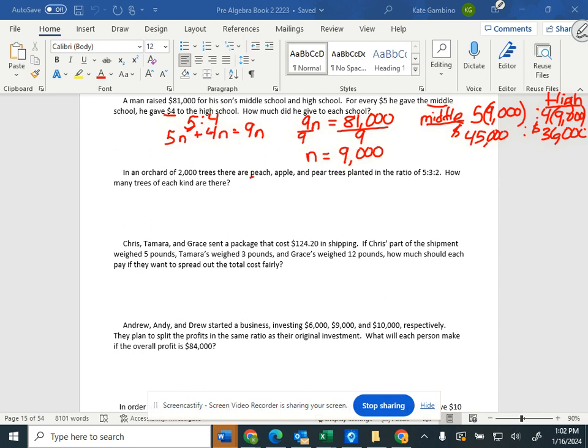So here, peach tree, pear, or apple tree, pear tree. Remember those ratios go in the same order. So your answer is going to tell me how many peach trees there are, how many apple trees there are, how many pear trees. I don't want to just see numbers. I need to know that you know which number goes with which tree type. So make sure you label. If you don't label these, I'm not going to mark it correct because I'm not going to know that you know what goes with what.